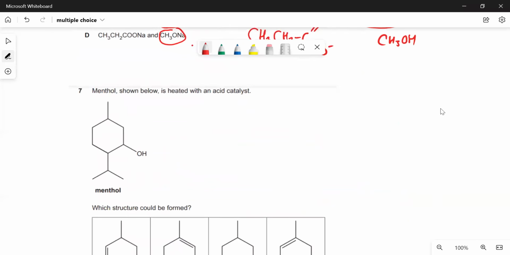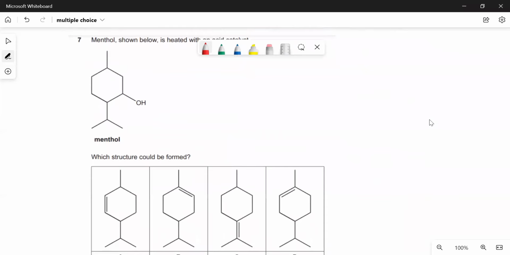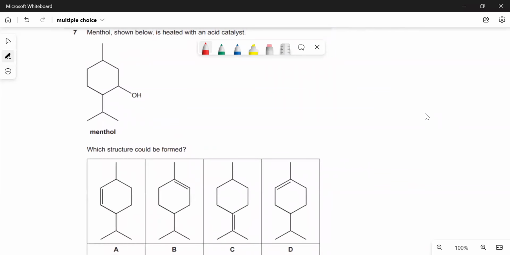Okay, menthol is heated with an acid catalyst. Now, what's that going to do? It's going to dehydrate it. So when you dehydrate, right, you remove the OH and a hydrogen from the carbon next door. Now, you've got 2 next door carbons. You've got that one there, and you've got the blue one. So there's two possible products for dehydration.